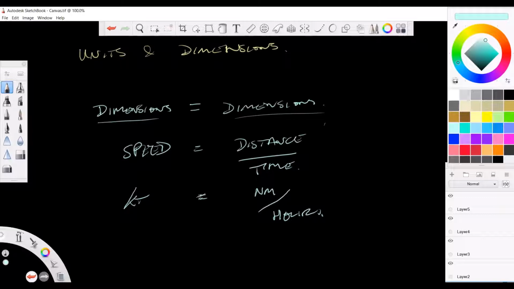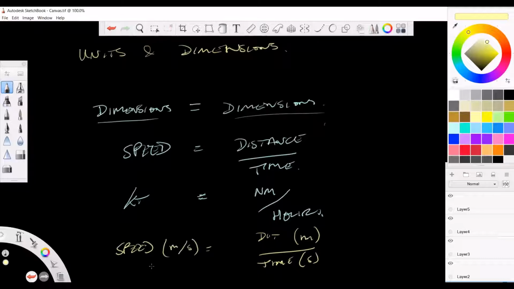Here we have speed in knots on the left-hand side, and we have distance in nautical miles divided by time in hours on the right-hand side. So nautical miles per hour is equivalent to knots. Likewise, we could have our distance in meters. If we had our distance in meters and our time in seconds, the equation is going to give us our speed in meters per second.